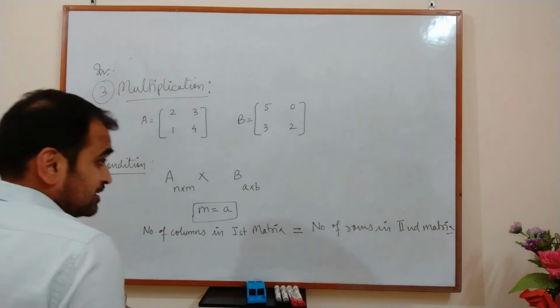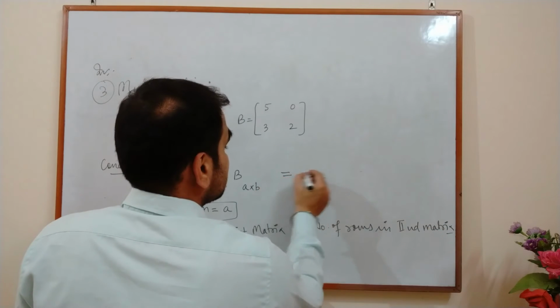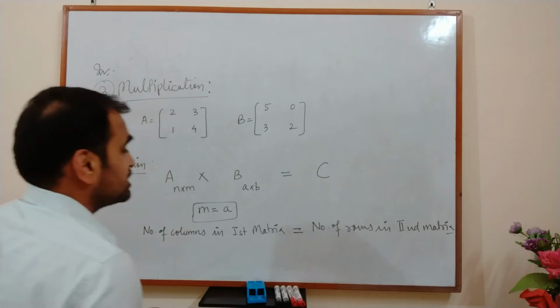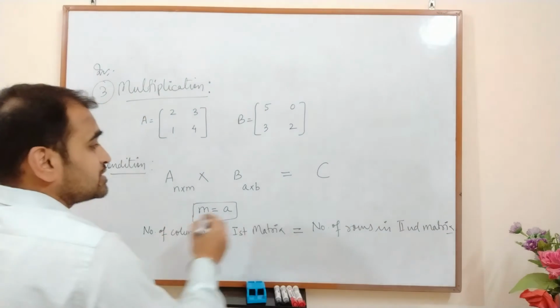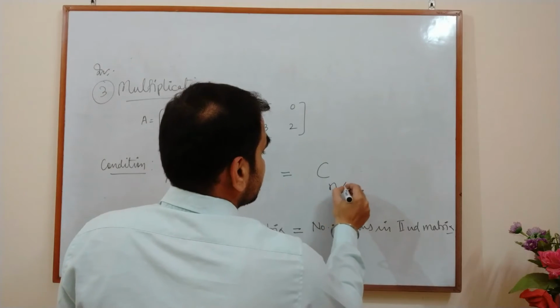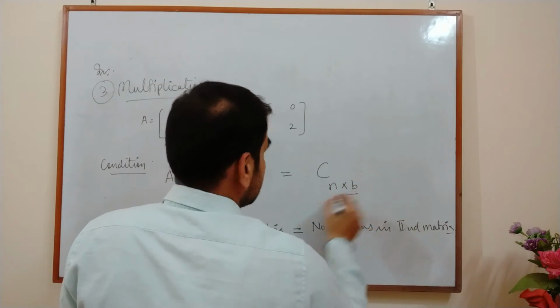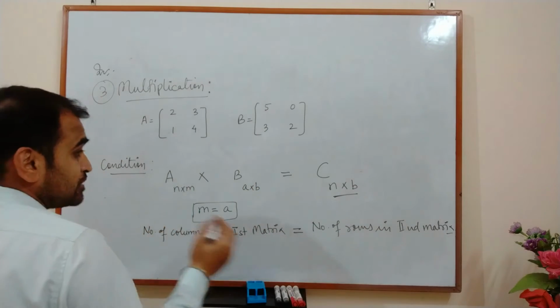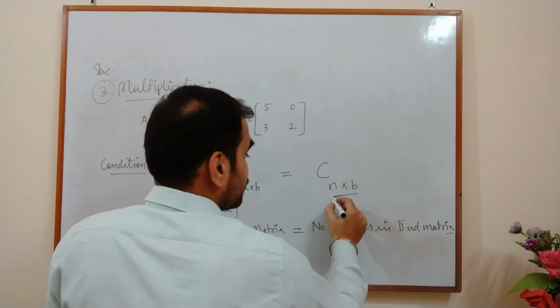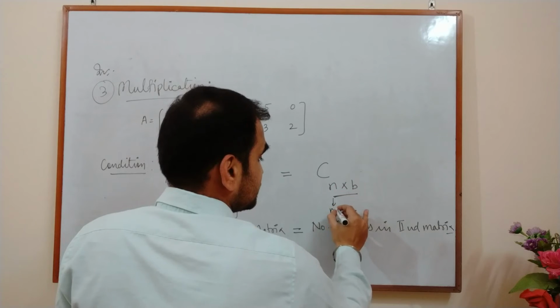Okay, and the resultant that we will get, suppose matrix C, will have order n cross q. This is very important, right? So what is n cross q? n is the number of rows in the first matrix.